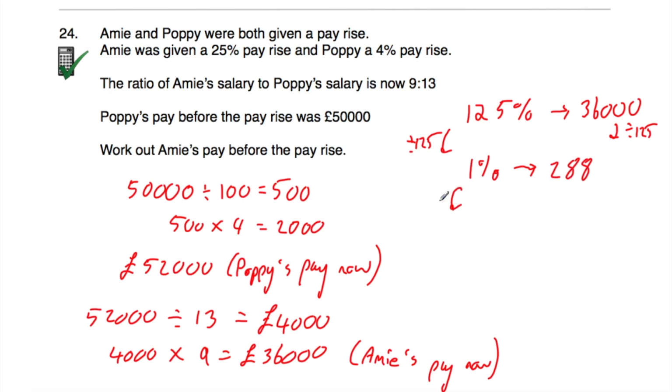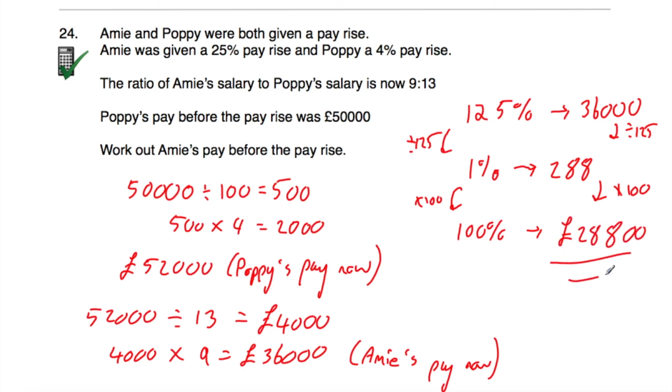And then if we times by 100 and times by 100, we'll get her pay before. So that means 100% is equal to 28,800. So that's how much money Amy's paid before the pay rise, £28,800.